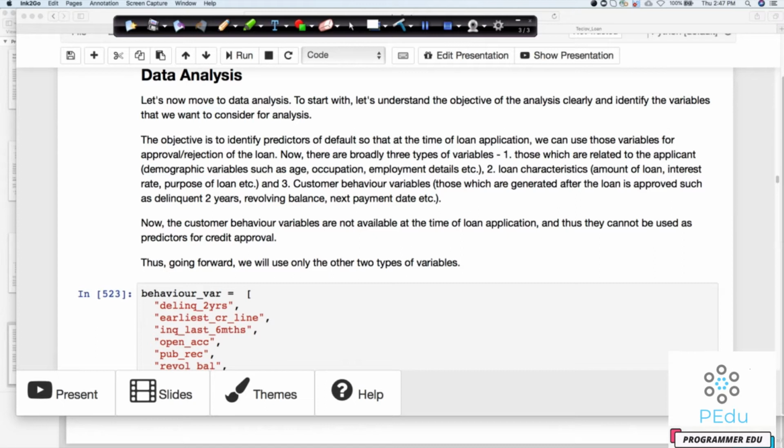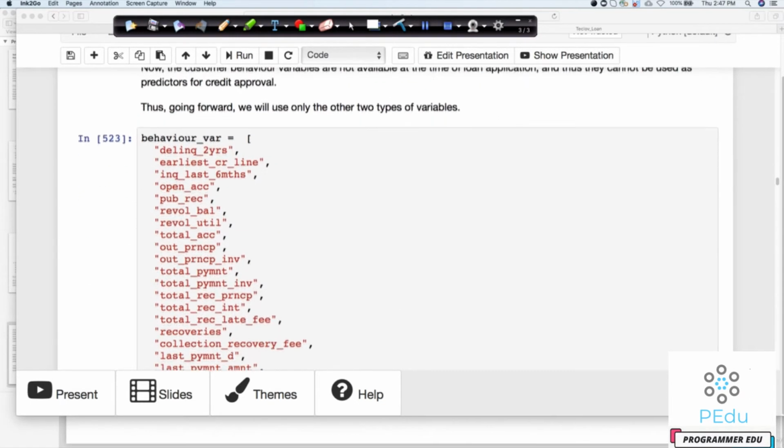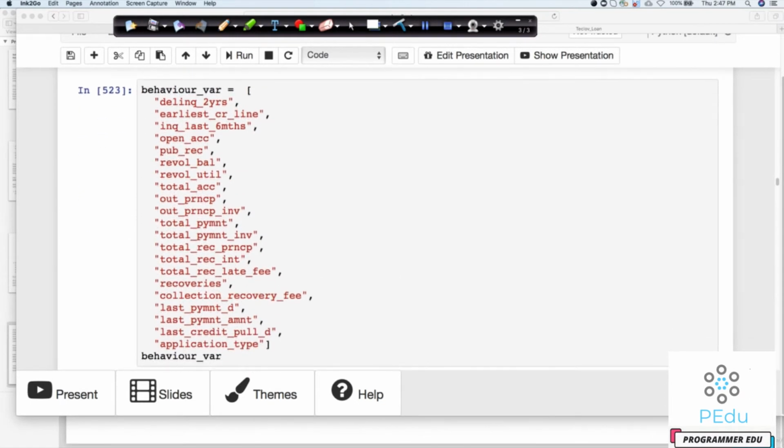So now you need to again go back, look at the data dictionary, and try to get rid of those variable names, because those are the variables which are not going to help you at all. When we searched it up, we got these variables: delinq 2 years, earliest cr line, inq last 6 months, open acc, pub rec, similarly revol bal, revol util, total acc, out prncp, and so on.